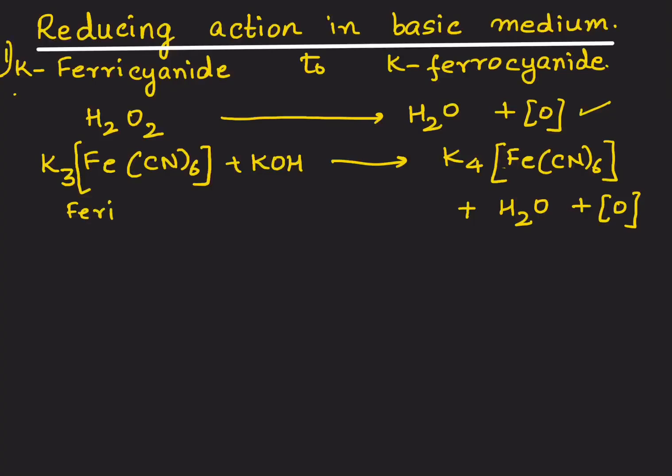Ferricyanide to ferrocyanide. You see, it's FeCN6 valency 3, or oxidation state of the entire ion being 3. Potassium ferrocyanide, again FeCN6 but the valency being 4. What is the next step you're going to do? Yes, first of all, write oxygen plus oxygen, or you can write 2 nascent oxygen, whichever way you are comfortable. So that becomes your third equation.